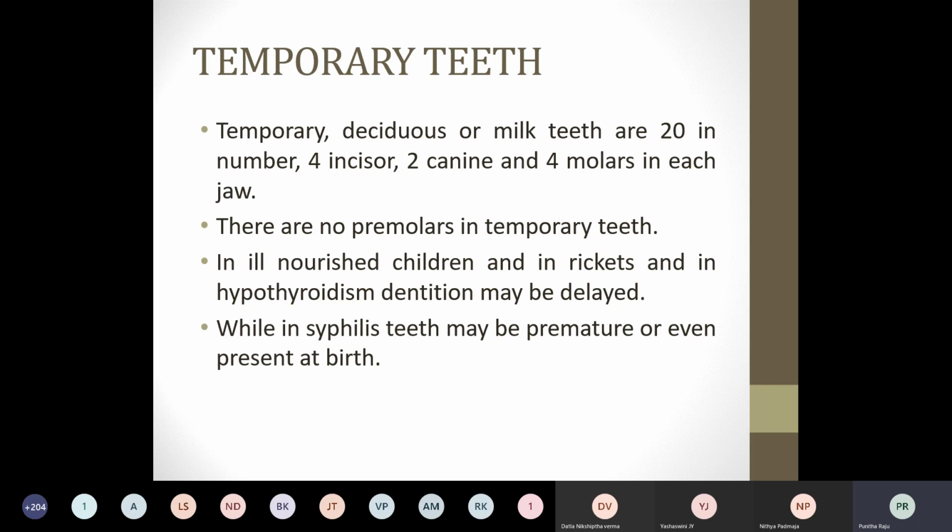In some conditions, if the child is suffering from rickets or hypothyroidism, the dentition can be delayed. And in syphilis, the teeth can be present even at the time of birth. So these are the two conditions where early dentition and late dentition can occur.